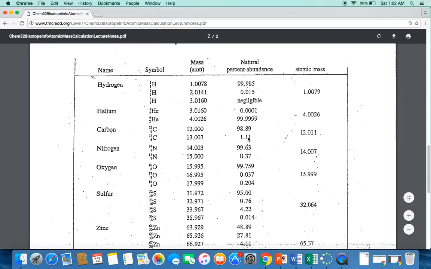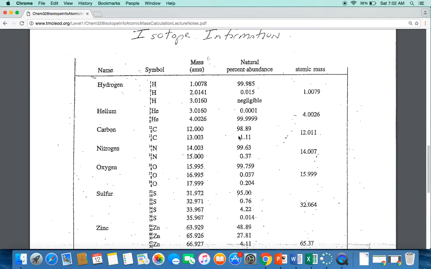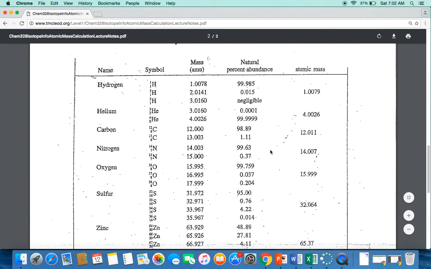For carbon, 98.89% of the time it's carbon-12, and 1.1% of the time it's carbon-13. Well, is there a carbon-14? Yes, there is. But it's so few that they don't even use it as a percentage, so we will only use 2. So this is the number of isotopes ratio.